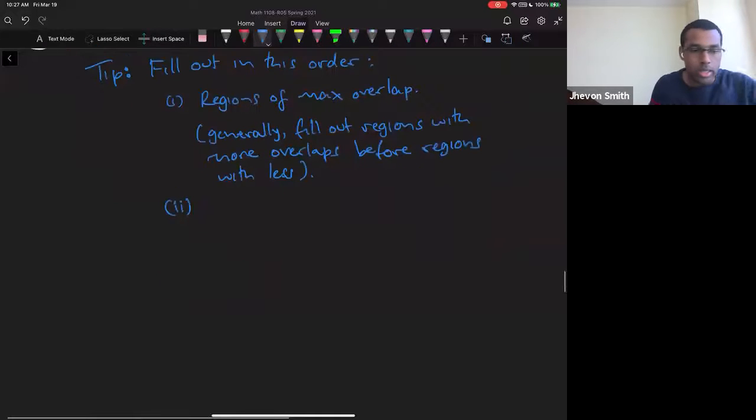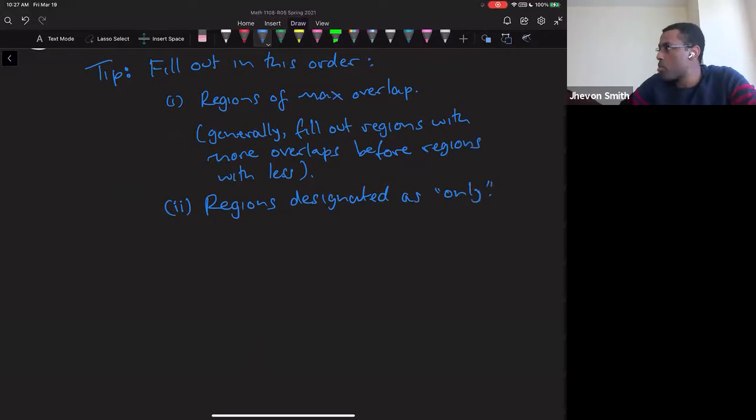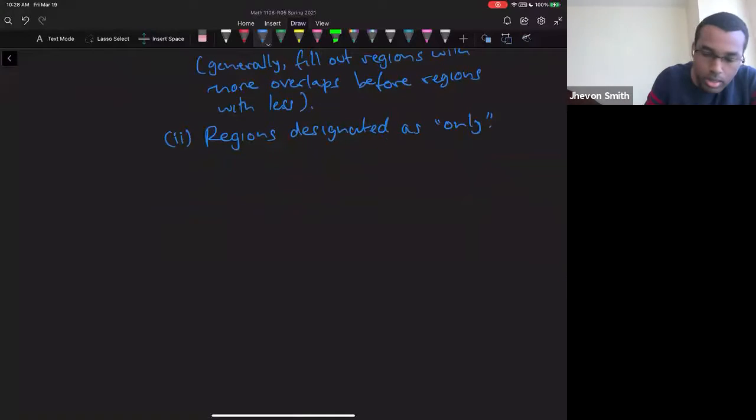The second item is regions designated as only. So sometimes a word problem would say, in this set, there's only this many people, and then you can just fill in that number. Otherwise, if it just says, in this set, there are this many people, that might not be the number that you should be filling in, and you should be very aware of that. And we'll actually see that in the first example.